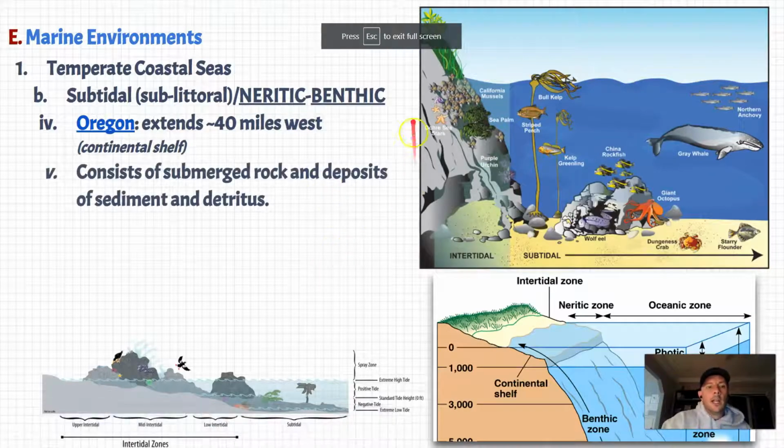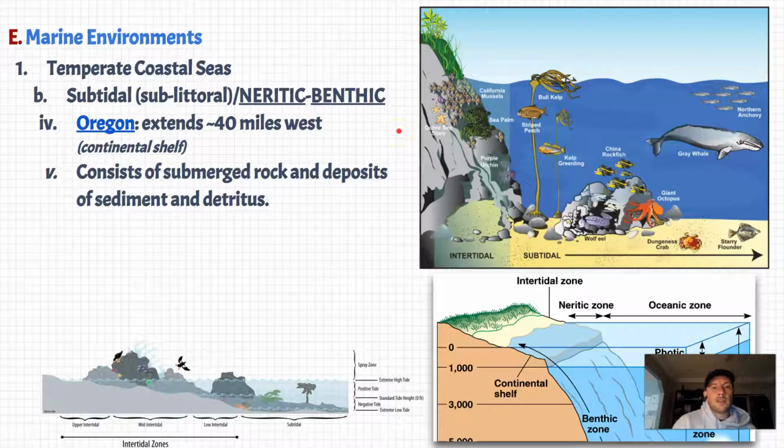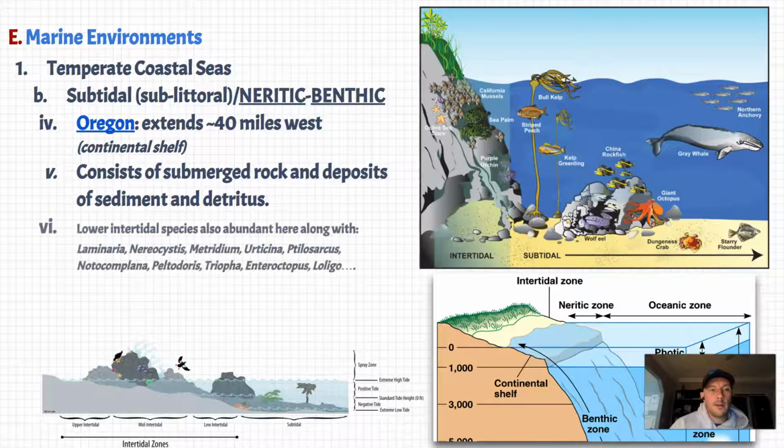Okay. And again, this Neritic-Benthic zone consists of submerged rocks and deposits of sediment and detritus. I think I already mentioned that note before. And the lower intertidal, so species also abundant in this zone. This is where you get all your kelp forest. They occur in this Neritic-Benthic zone. They don't occur out in the deep ocean. They have nothing to anchor to. We'll talk about those later.